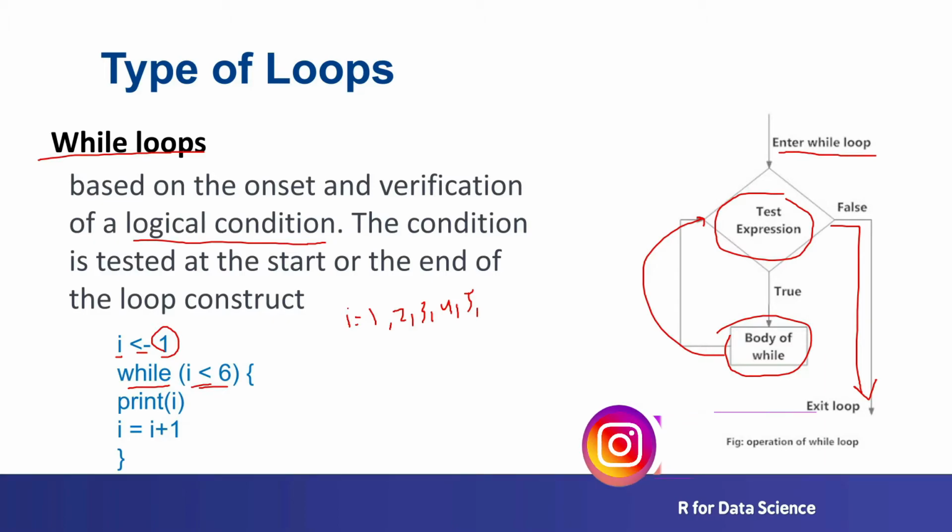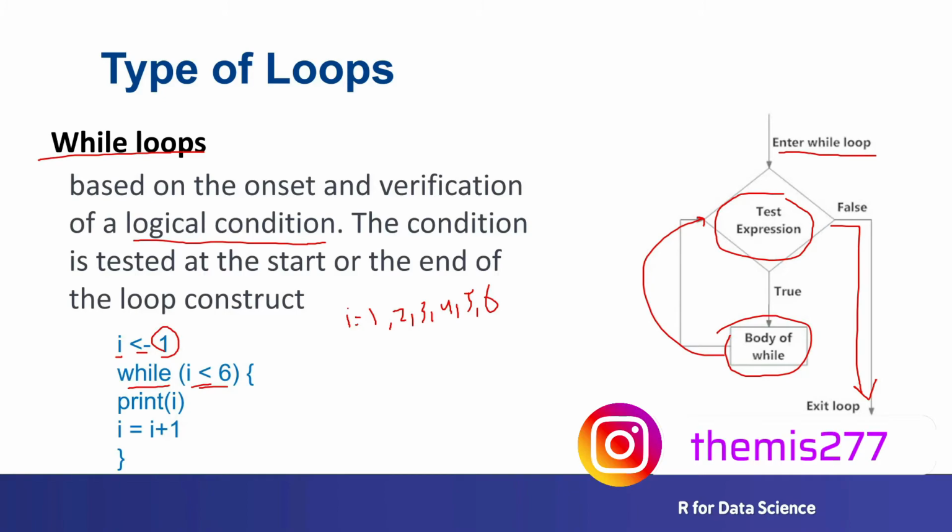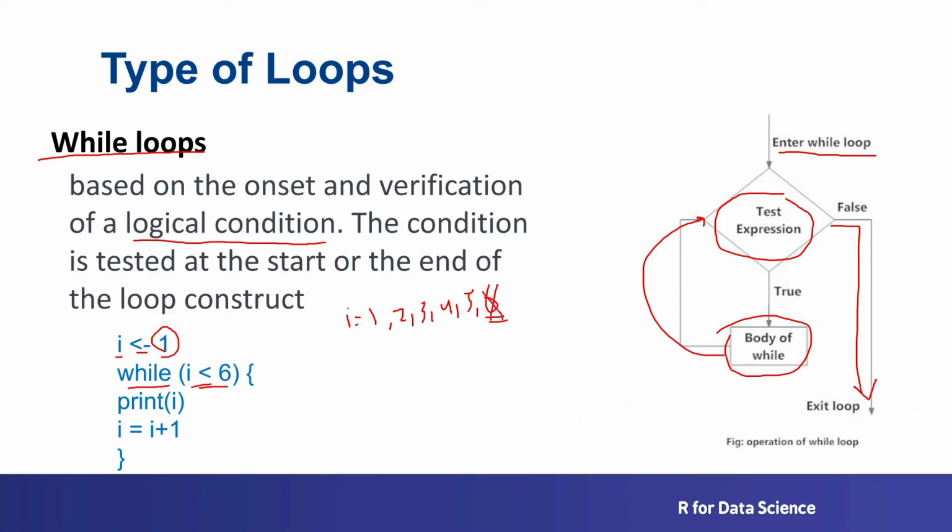And then when it becomes 6, the loop will come and check: is I smaller than 6? 6 is smaller than 6? No, 6 is equal to 6, so this won't be printed. The last item printed will be 5.